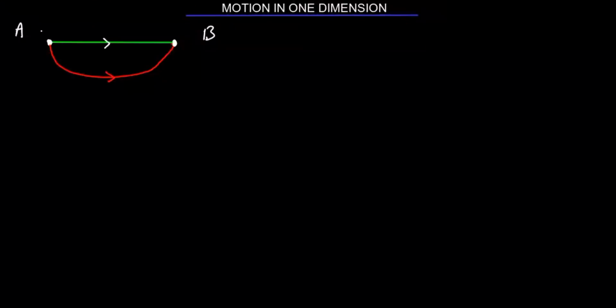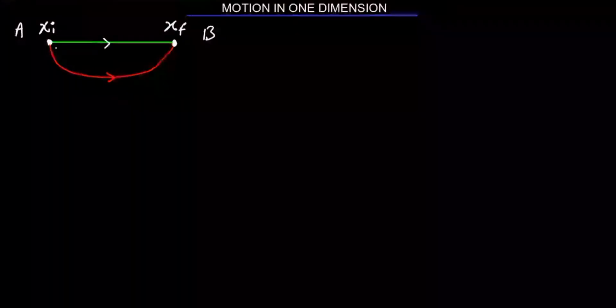And take note that this point, which is the starting point, I can call x initial. That is the initial position of the object. While this point is x final, the final position of the object.